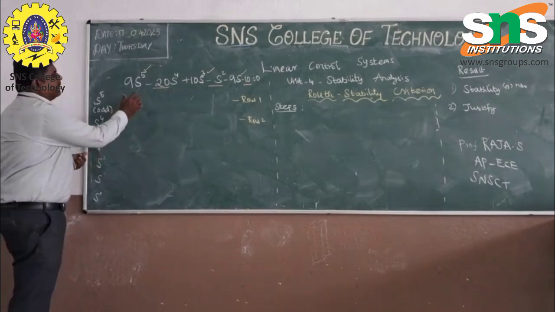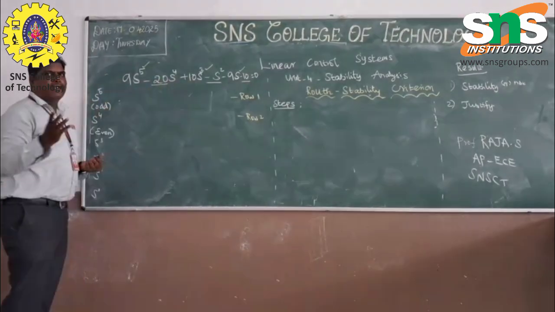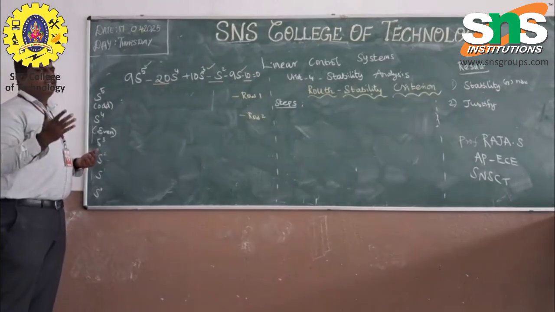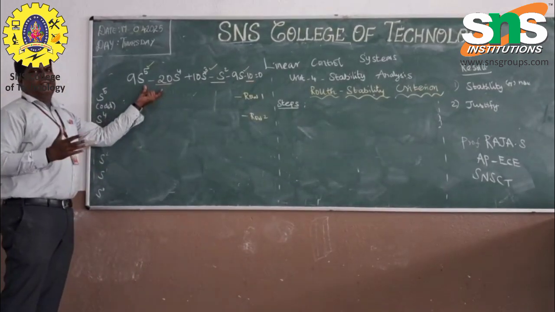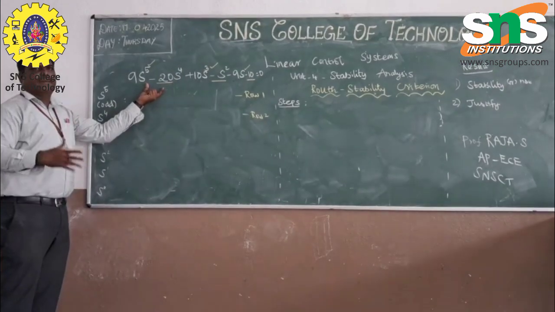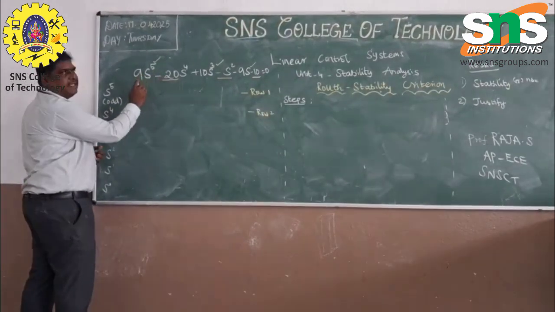First, in this problem, you can identify the odd and even terms. You know what is meant by odd: 1, 3, 5, 7, 9, etc., up to infinity. Even means 2, 4, 6, 8, 10, etc., up to infinity. Now in this equation, the maximum power of the odd terms is s power 5.